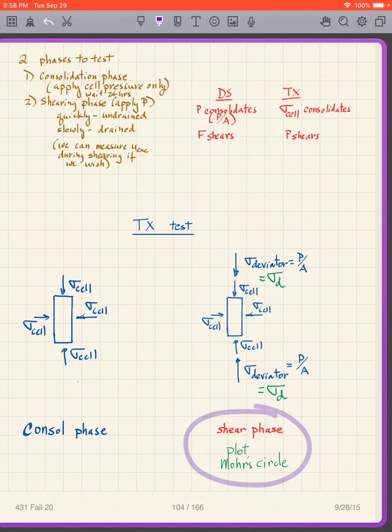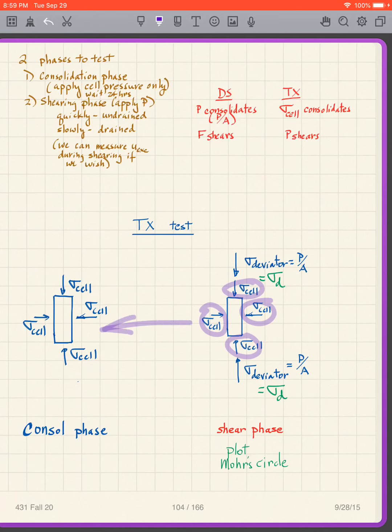For the shearing phase, what do we do? Well, we already have our cell pressure, which we had from there. That cell pressure acts, and then we increase our P, which gives us a stress P over A, because P is load, A is area. We get what we're going to call a deviator stress, sigma deviator, which we're going to abbreviate sigma D.